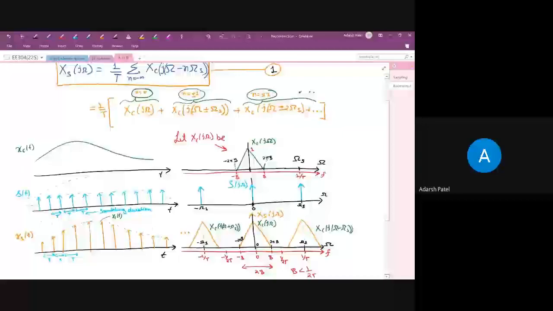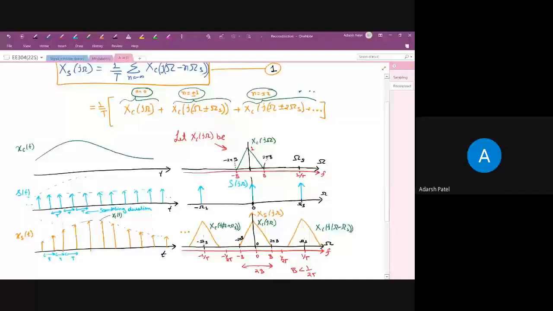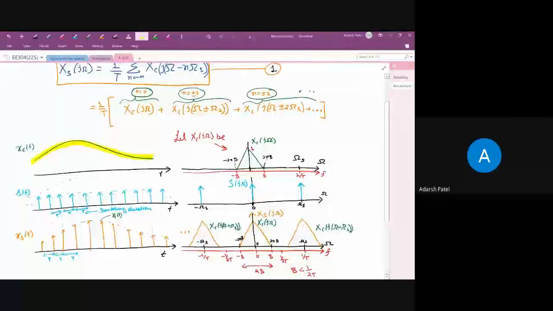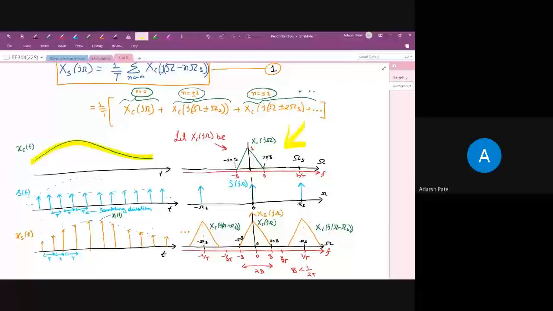We said that x_c(t) in time domain, given by this waveform, has a Fourier transform of this. This was an assumption that the Fourier transform of the signal looks like X_c(j omega). Whatever the frequency or spectral representation of the signal is, we can take that and then proceed further.